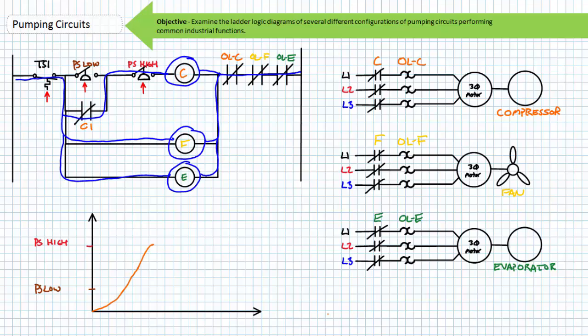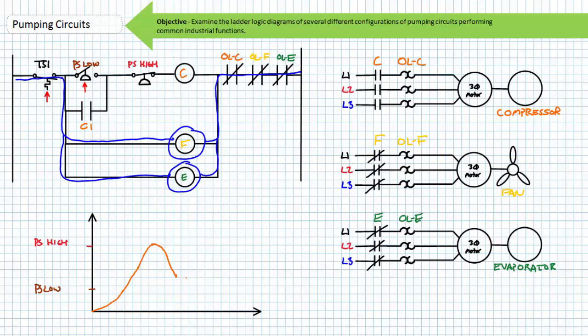When PS high opens, the compressor contactor coil C is de-energized. The primary C contacts open, as would the auxiliary contact C1. As pressure falls to the reset value of PS high, it recloses.